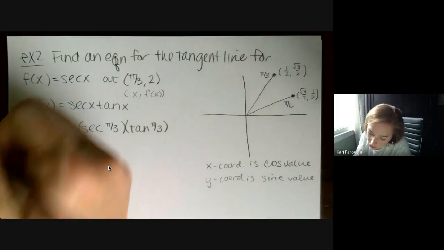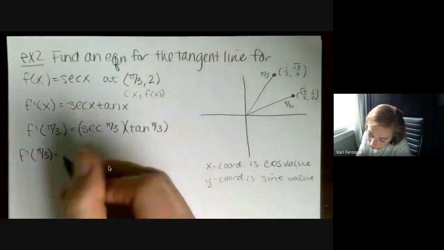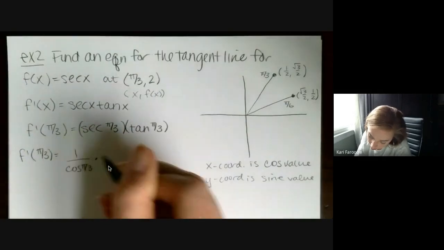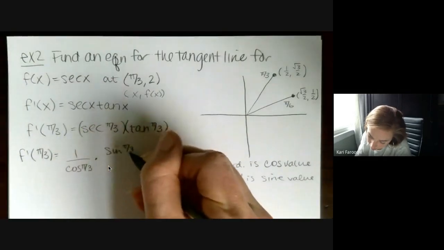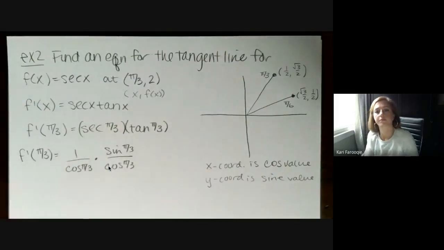So you can rewrite this if you'd like as 1 over the cosine of pi over 3 times sine pi over 3 divided by the cosine of pi over 3. Sometimes I feel like I'm giving calc students a crash course in trig.